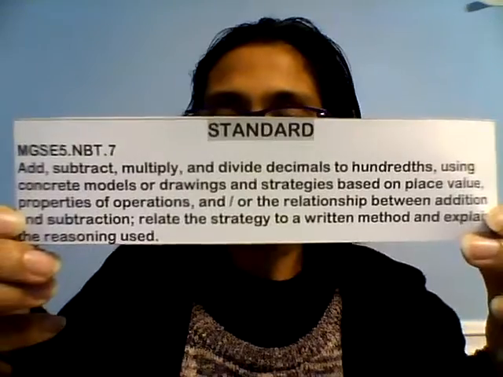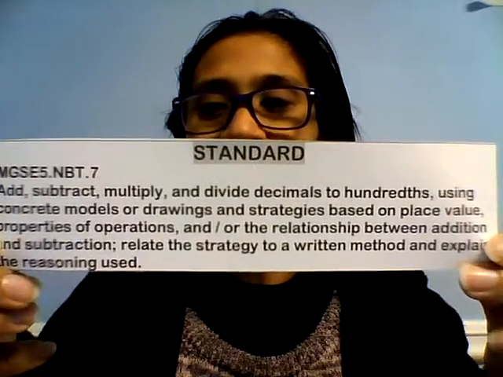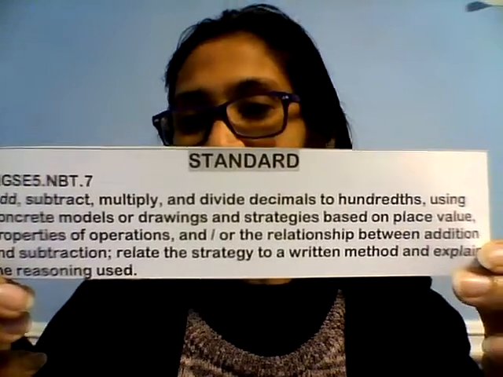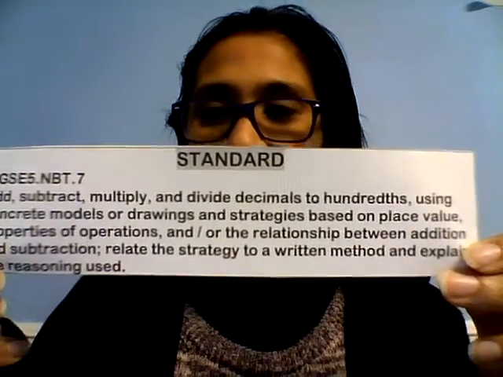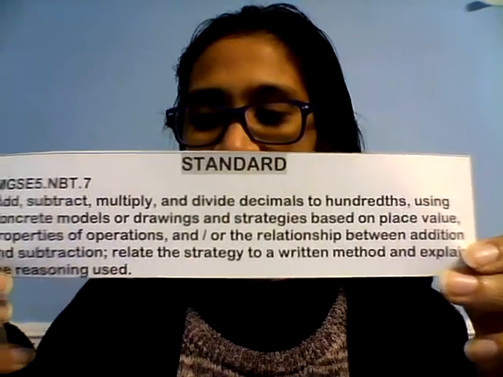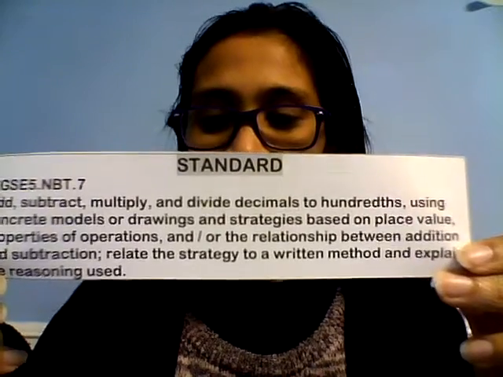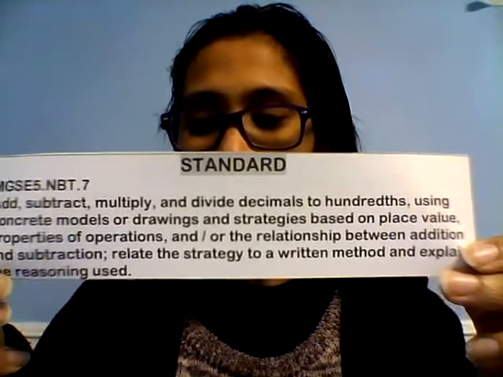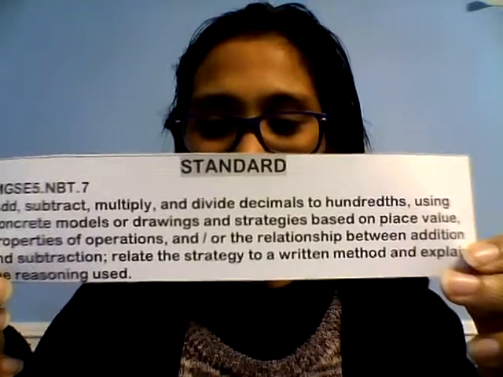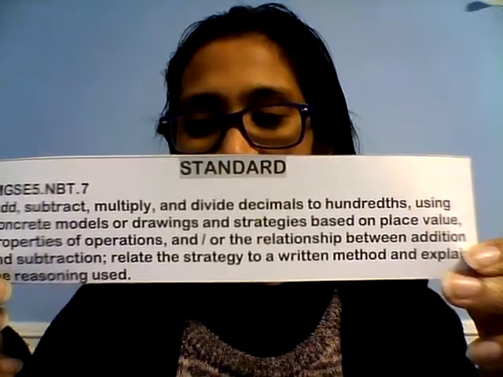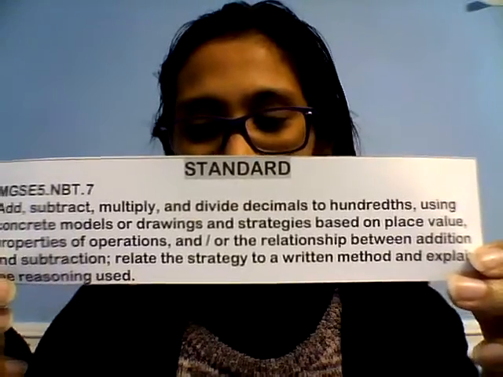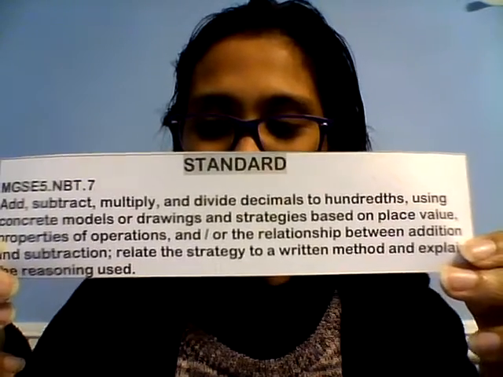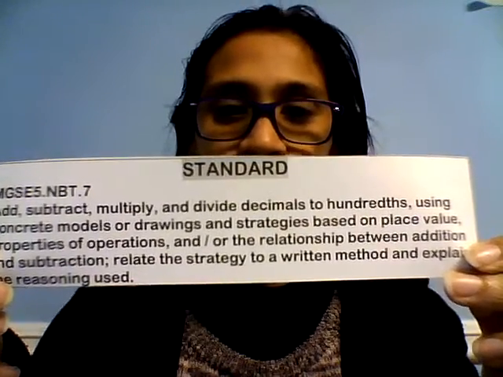It says MGSE 5.NBT.7, add, subtract, multiply, and divide decimals to the hundreds using concrete models or drawings and strategies based on place value, properties of operations, and or the relationship between addition and subtraction. Relate the strategy to a written method and explain the reasoning used.